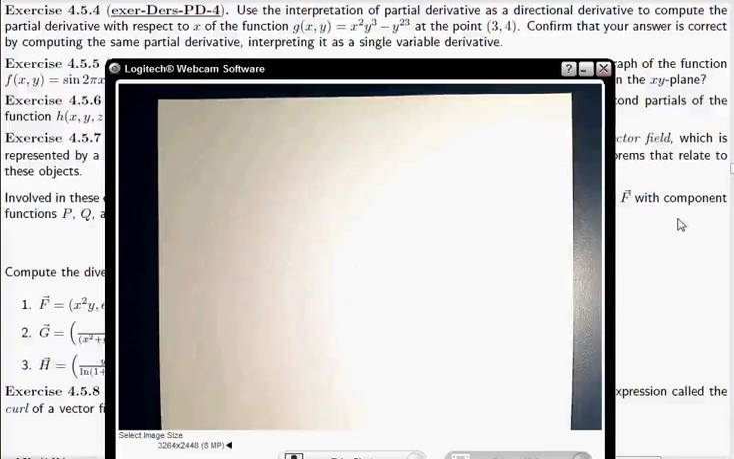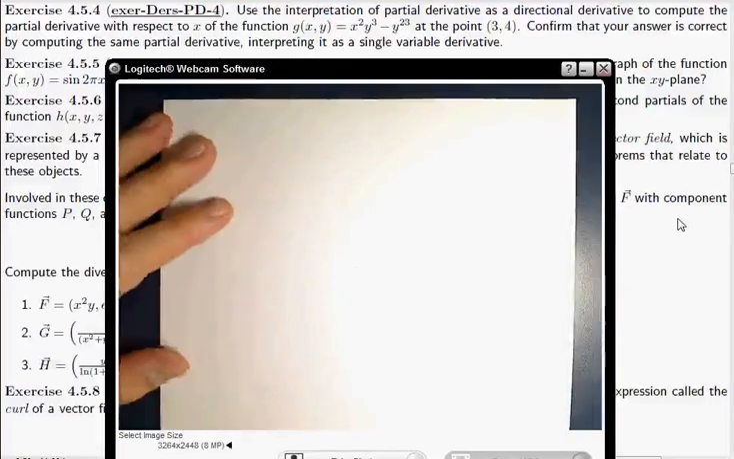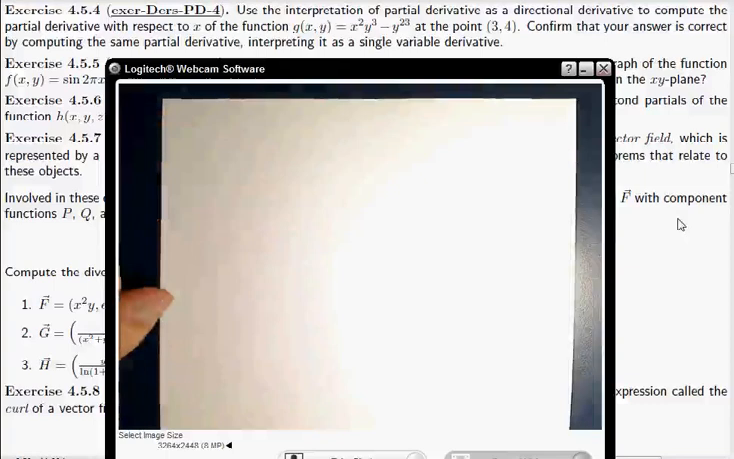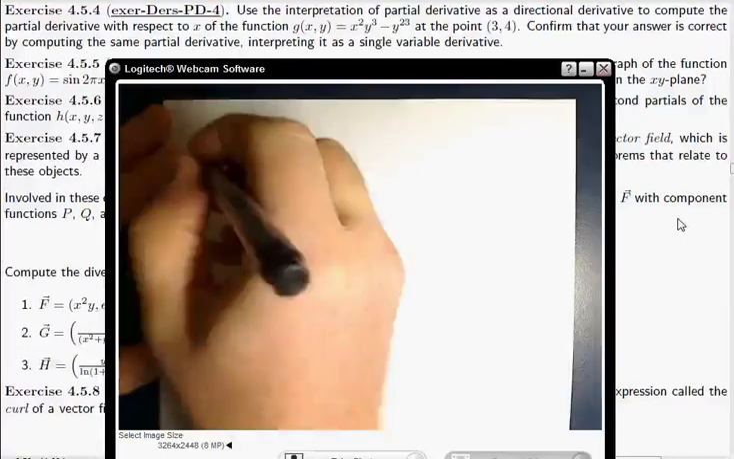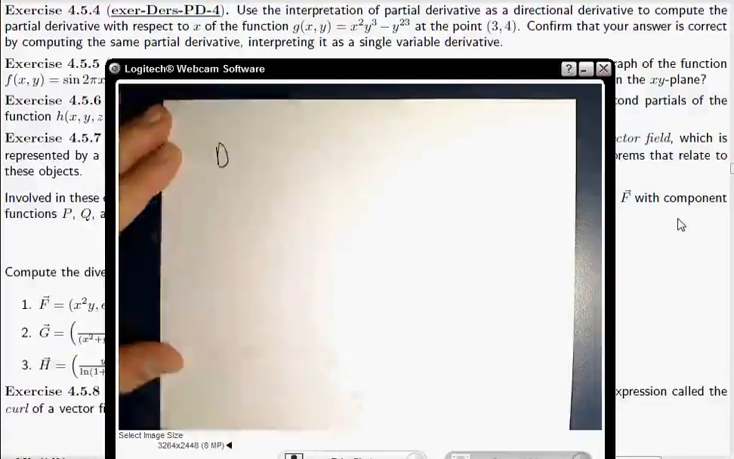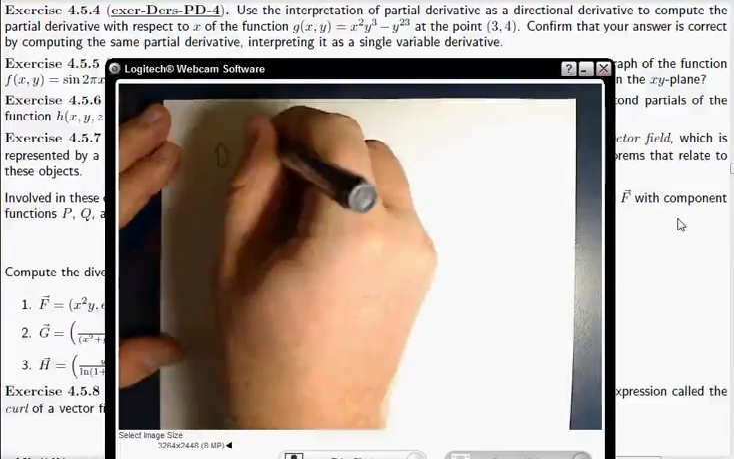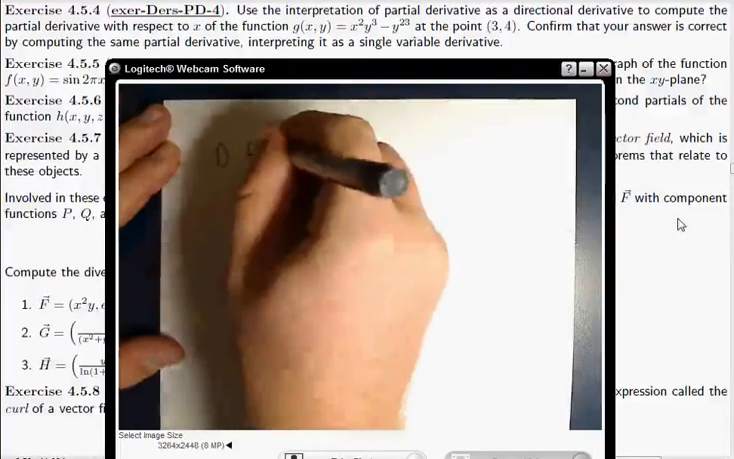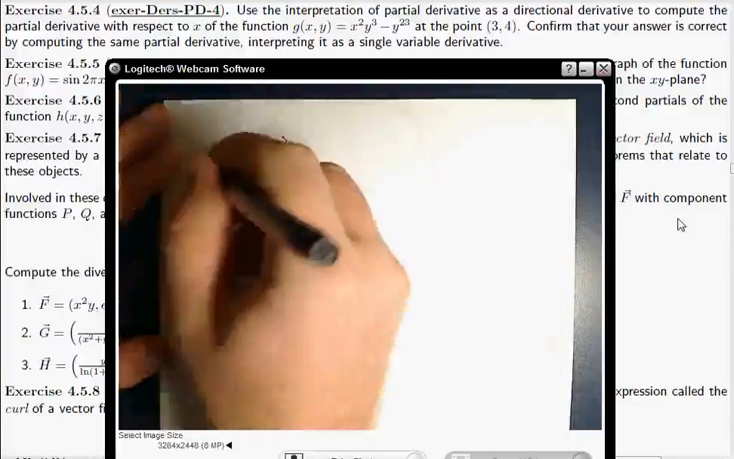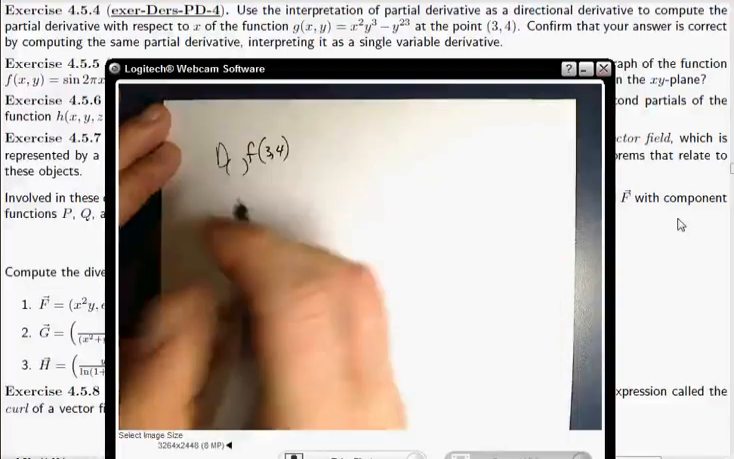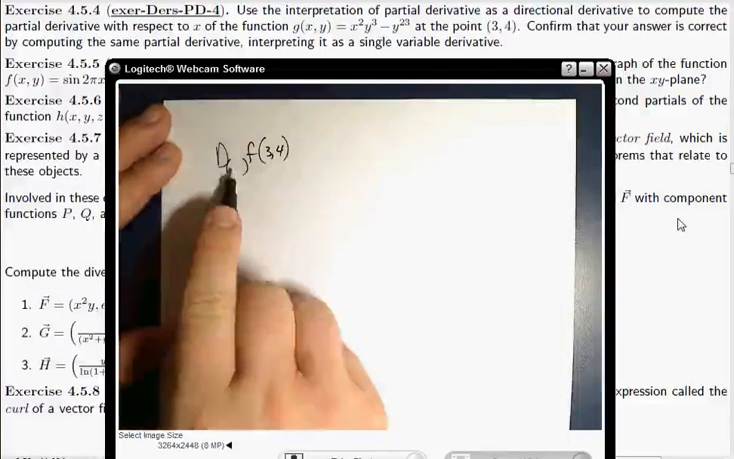Okay, so PD4. All right, so we've got this function given, we've got a point given, and we want to compute the partial derivative by interpreting it as a directional derivative. In other words, we want to compute the directional derivative of this function f at the point (3, 4), but importantly, we want to interpret it as a directional derivative.